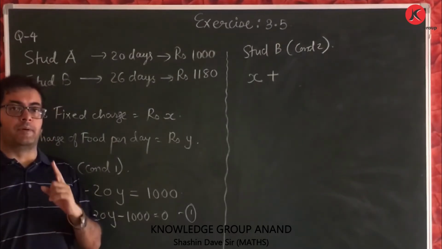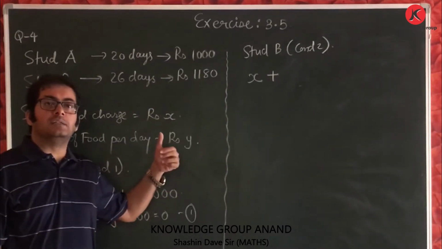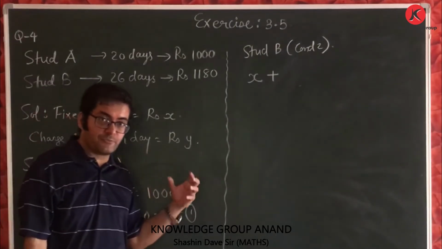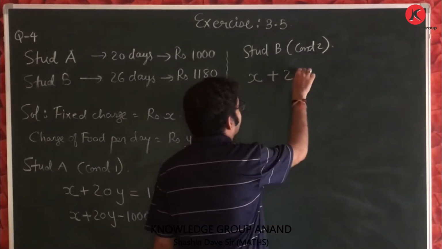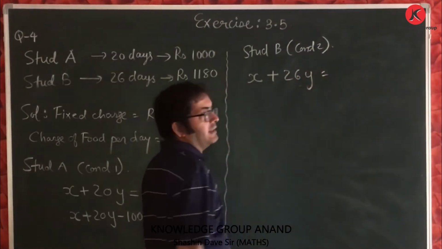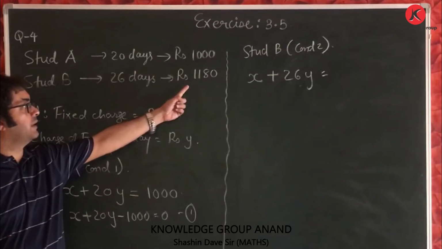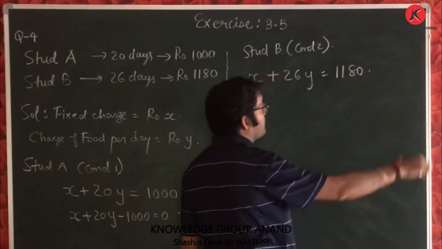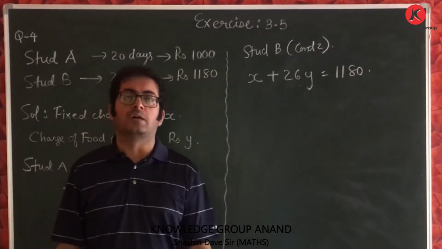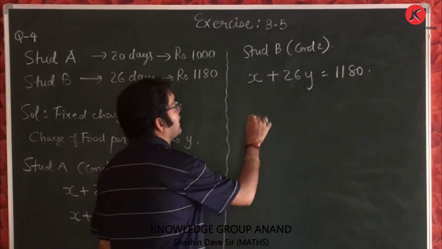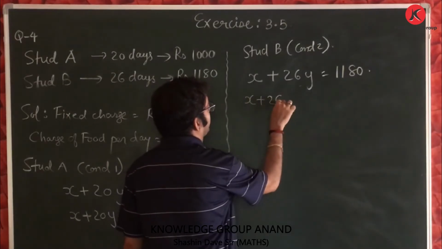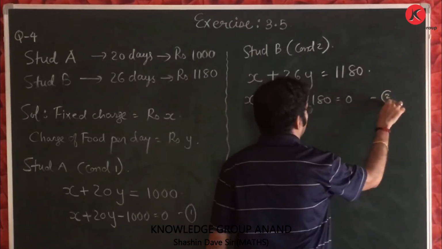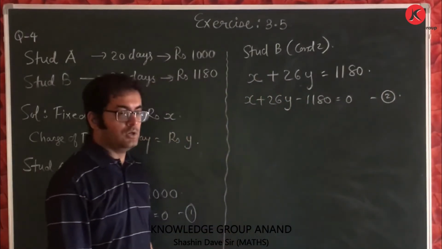Now the charge of food for one day is rupees y. This particular student is taking food for 26 days. So the charge for food for him will be 26y. And he pays money, that is 1180. So here his total charge is 1180. So again we will convert it into the standard form. So I will have x plus 26y minus 1180 is equal to 0. This is my condition number 2.